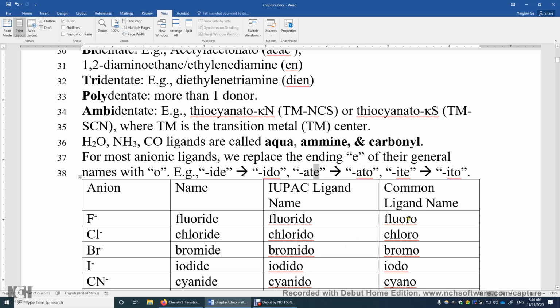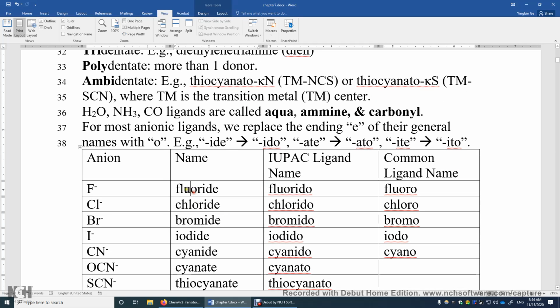There are also common names. So if you hear people say the ligand names are fluoro, chloro, bromo, and iodo, they are all correct as well. It's just these are the common names in transition metal chemistry. These are the IUPAC names. All right? And these are the general names. For example, in general chemistry, we call them fluoride, chloride, bromide, and iodide.